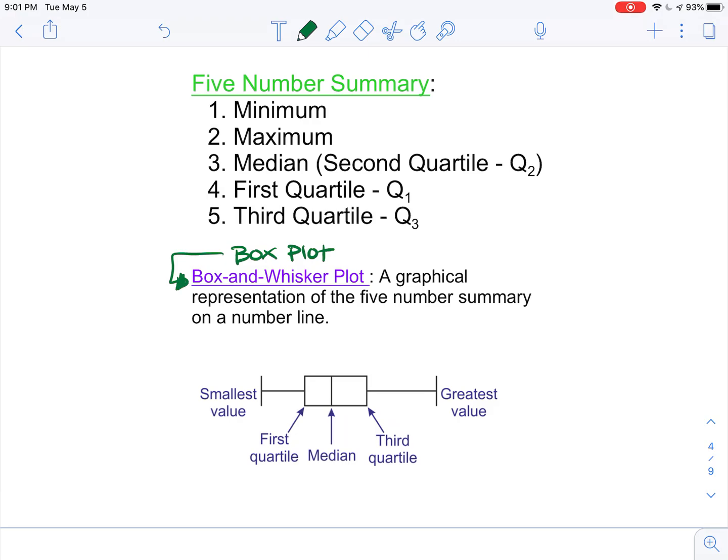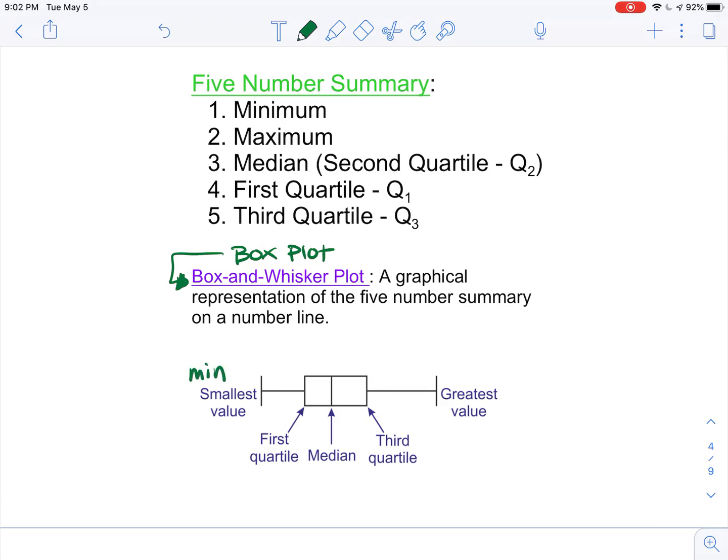So I don't want you to get confused later on as I introduce other types of graphs. When you see the word box plot, it means the same exact thing as box and whisker. The reason I like the word box and whisker is because it describes what it looks like. This type of graph is a graphical representation of the 5-number summary on a number line. So although this particular diagram does not have a number line, every box plot that we create from now until the end will have a number line associated with it.